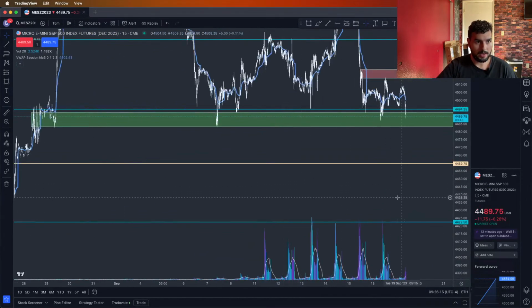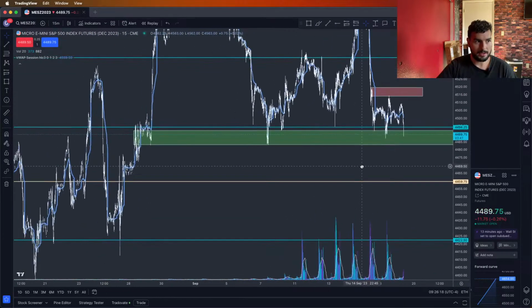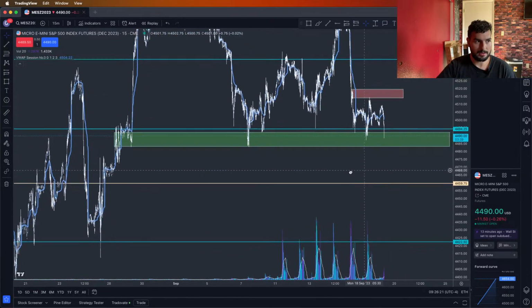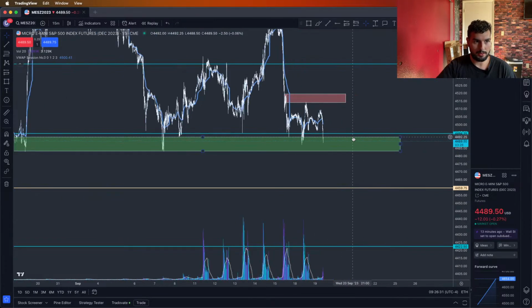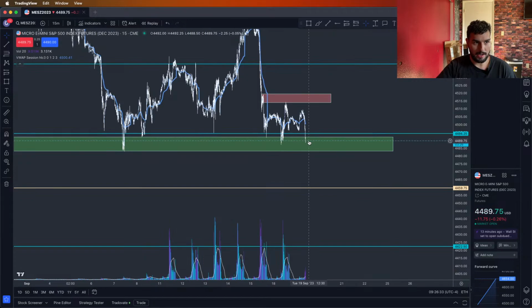So right now I don't have much of a downside plan other than creating this level as a resistance and taking sells from there. If we don't have a false breakout to the downside, maybe we can have a false breakout where we break down, and then as soon as we break down, we break right back up inside of this trading range right here.